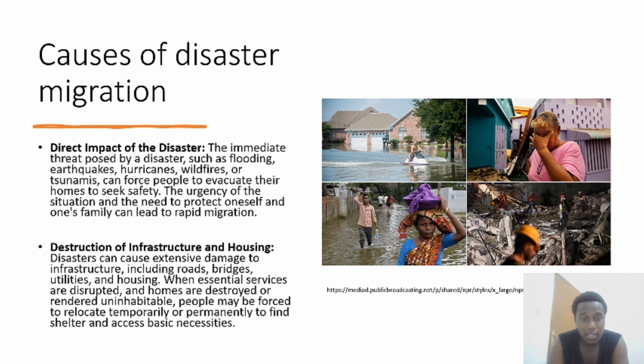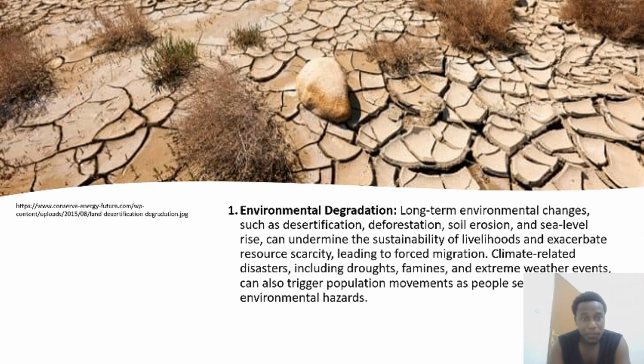Disasters can cause extensive damage to infrastructure including roads, bridges, utilities, and housing. When essential services are disrupted and homes are destroyed or rendered uninhabitable, people may be forced to relocate temporarily or permanently to find shelter and access basic necessities.